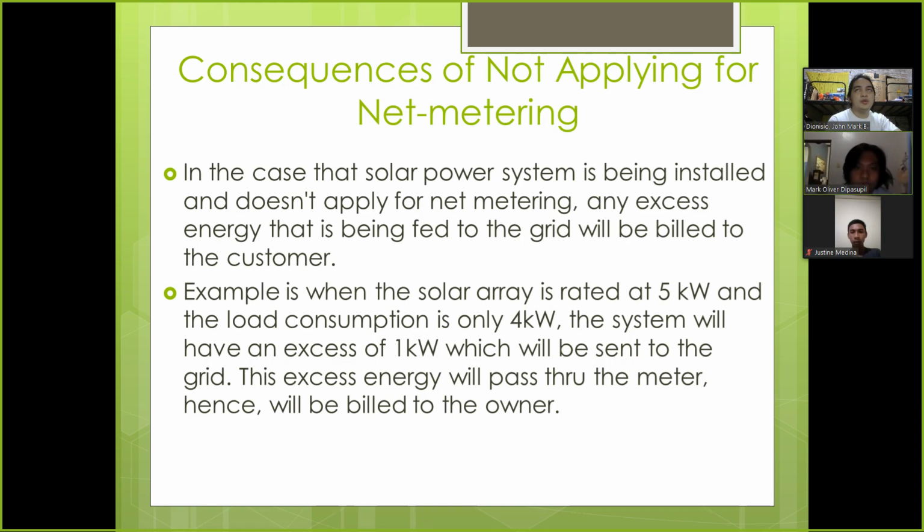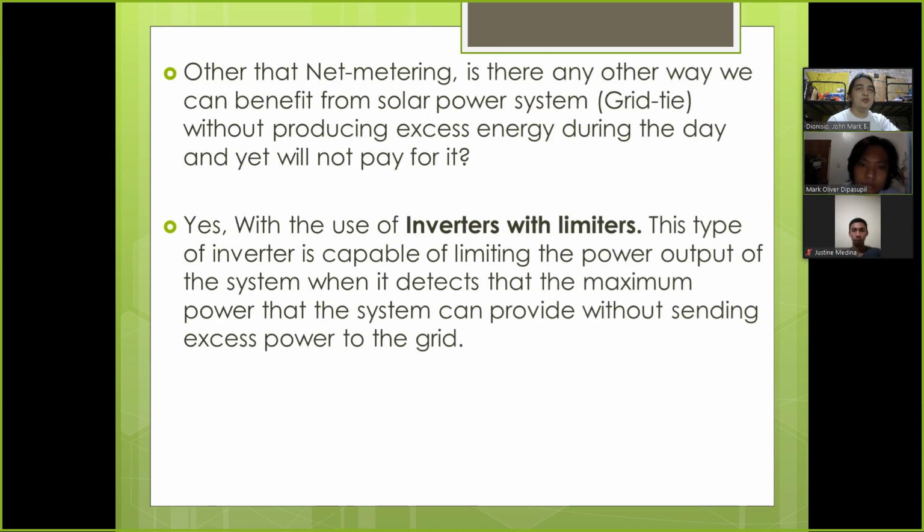So as previously mentioned, kapag may excess ka o na-generate ka na excess power na napunta sa grid or dumaan sa metro mo na unidirectional lang o isang direction lang yung kinakount niya, papatong pa yun sa bill mo imbis na magbawas. So, paano i-prevent yun? Pwede mong i-prevent yun sa pag-install ng 2 unidirectional na submeter o kaya naman isang bidirectional na submeter. Otherwise, pwede kang gumamit ng inverters with limiters.